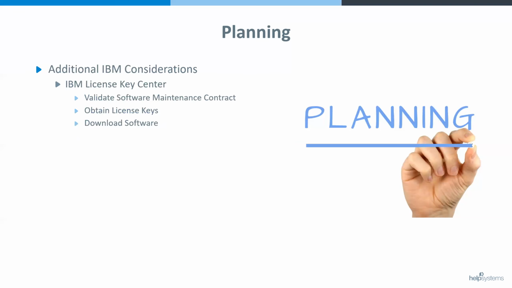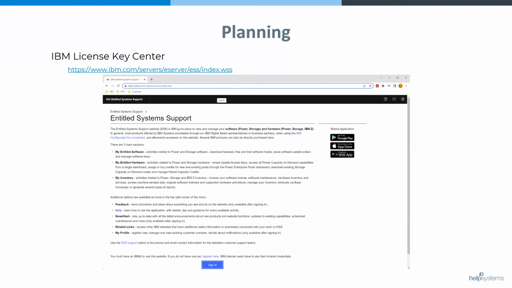And still further IBM considerations. So I'm going to need to validate that, in fact, we do have a valid or an active software maintenance contract. We're going to want to obtain license keys for V7R5, for the serial number that we're working on, and we're going to want to download the V7R5 ISO images. All of that is done through the IBM ESS website, the Electronic Support website.